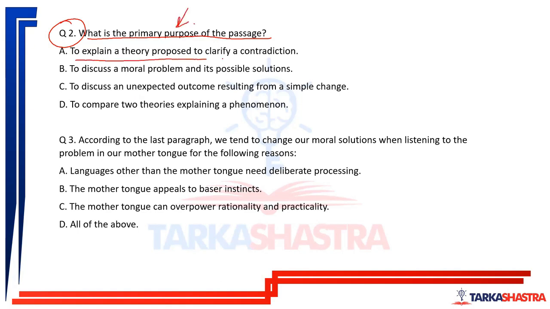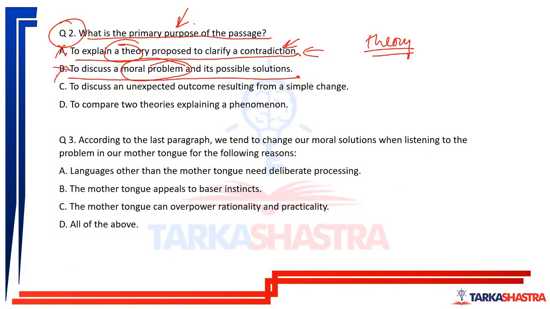To explain a theory proposed to clarify a contradiction. Are they explaining a theory to propose a contradiction? It doesn't seem like they are giving one theory. They are giving us several options or several possible theories. So maybe this is not the right answer. To discuss a moral problem and its possible solution. Are they discussing a moral problem? They are using a moral problem as an example.